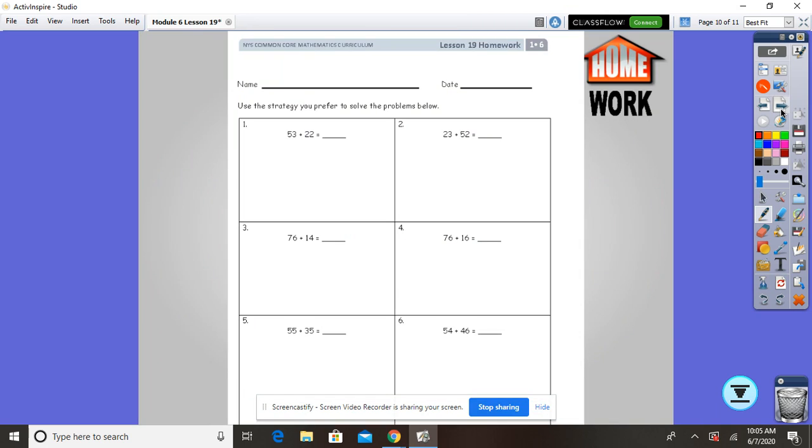For your homework, you're going to solve these 6 problems. You are allowed to use any strategy that I taught you today, whether it's quick tens and ones, number bond, or the standard algorithm. You get to choose. It doesn't matter which strategy you use as long as you get the correct answer. If you have any questions, please ask one of your teachers.